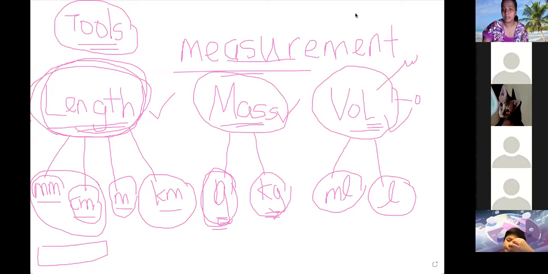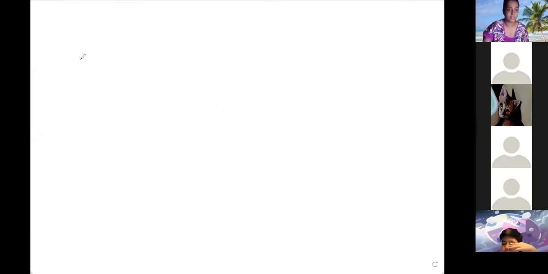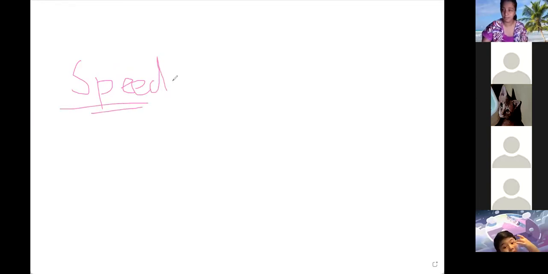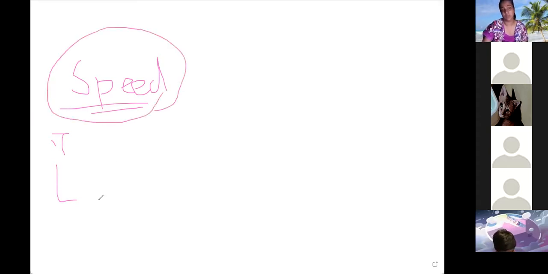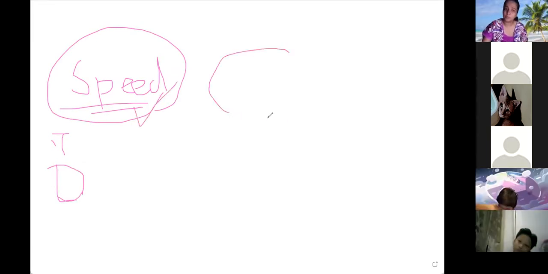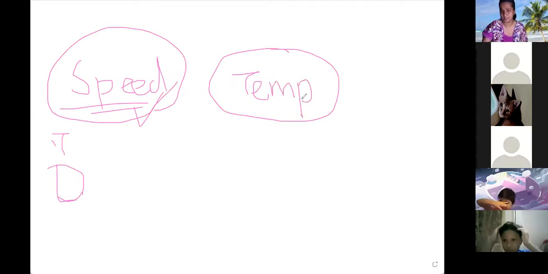There are so many other things to measure, such as speed. You can measure how far your car or transport goes, or how fast an aeroplane flies at a certain speed. So you take the unit of time and the unit of length. If you have learned this in science, to measure speed, we take distance over time. This is the distance traveled, divided by time, and you will get speed. You can also measure things like temperature, how cold or hot a place is.